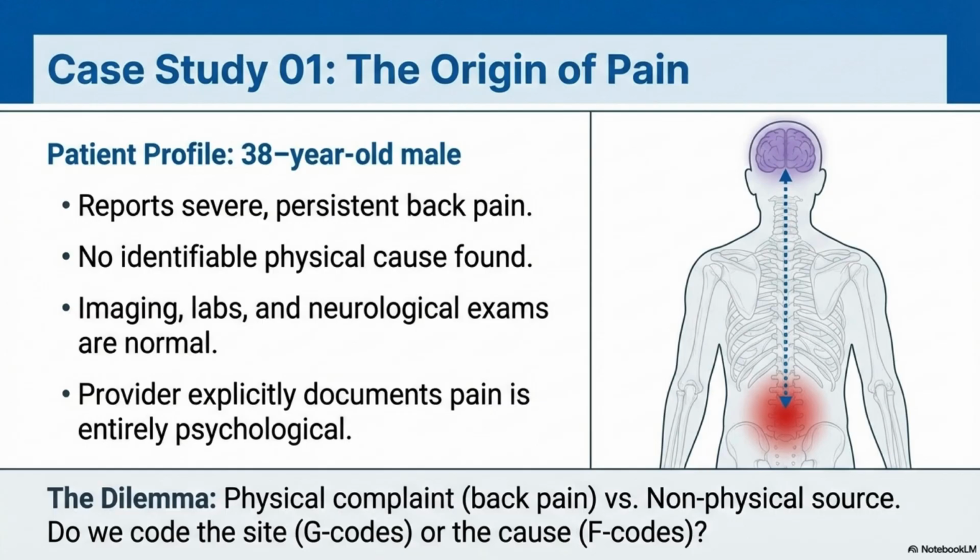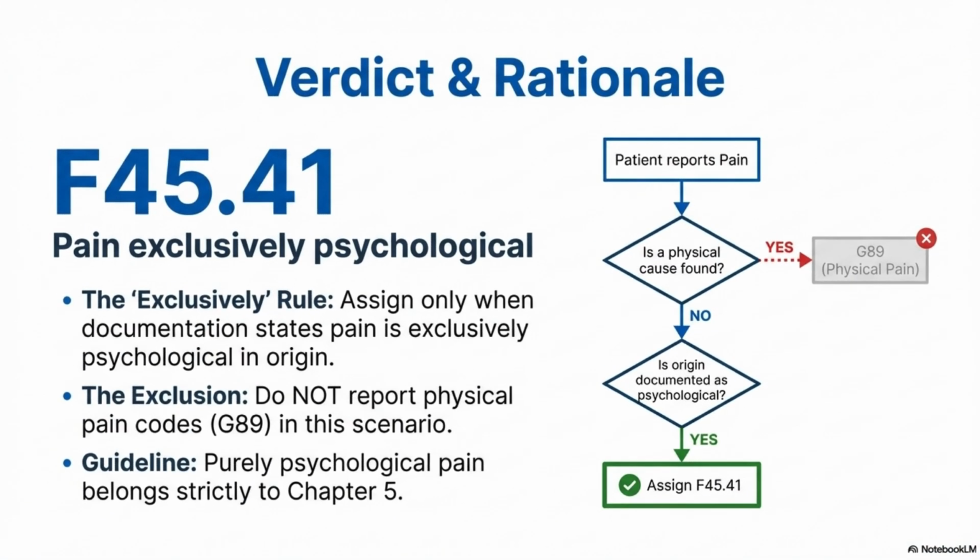All the tests come back normal: imaging, labs, neuro exams, everything. And the provider documents that the pain is entirely psychological. So now we have to decide: do we code the pain site, or do we code the psychological origin? Here's where the exclusively rule comes in. When the provider clearly states that the pain is exclusively psychological, ICD-10-CM tells us exactly what to do.